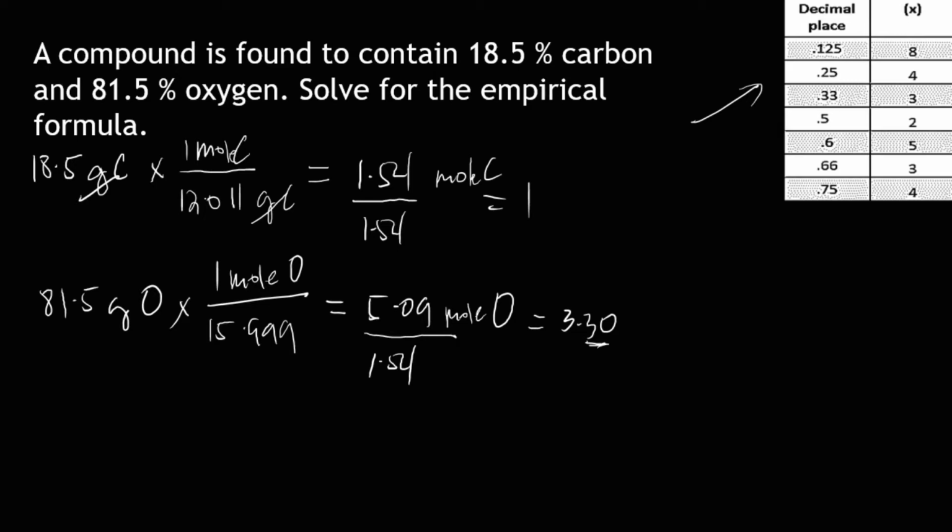Let me explain how this works. If the decimal ends in 0.5, you have to multiply by 2. If it's 0.25, you have to multiply by 4. If it's 0.33, you have to multiply by 3, and so on. In our case we have 0.3, so let's multiply by 3. Then we have 3, and this becomes 9.9, or simply 10, since we round it off. So the empirical formula for this compound is C3O10.